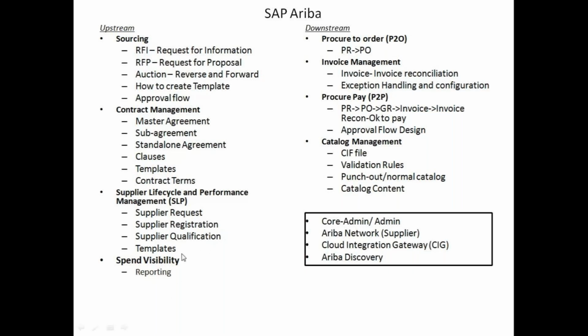Then you have Spend Visibility. Spend Visibility is more on the reporting side. Whatever data you have created in the system, you can fetch reports and automate them, say every month or every 15 days when you need a particular report. How to automate them, how to fetch the data. For example, you have created five sourcing projects in the last four or five months and you want to extract the data, based on supplier, commodity, or anything. You can do that from here. So this is from the upstream side that will be covered in the training.